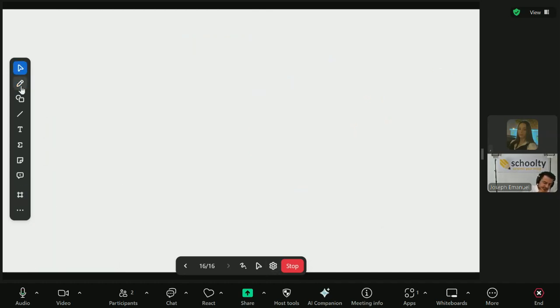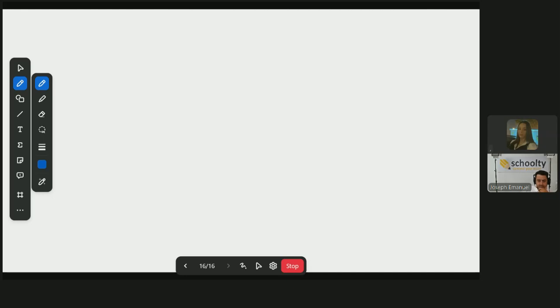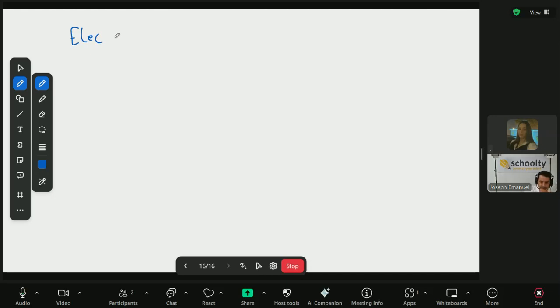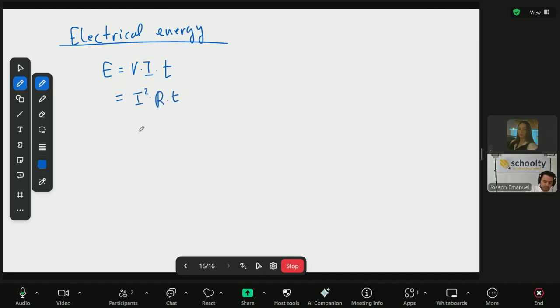Let's continue. Let's remember everything, it's a good summary we will have. Regarding electrical energy, energy is volt times current times time, and you can write it differently: current squared R times time, or V squared over R times time. All of them are joules.